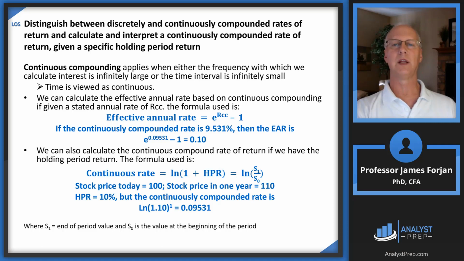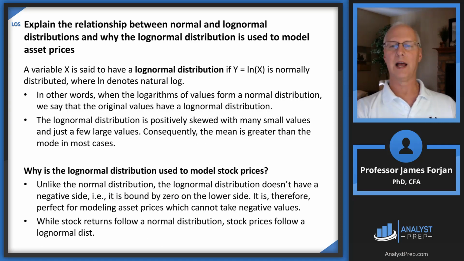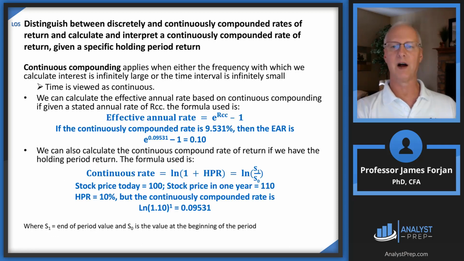Well, here's where you need the e to the x button on your calculator. So back in this previous slide, I asked you to find the LN button. Now find the e raised to the x button. And so all you do is take the 0.09531 and then hit your e to the x button and subtract 1. And that gives you an effective annual rate of 10%.